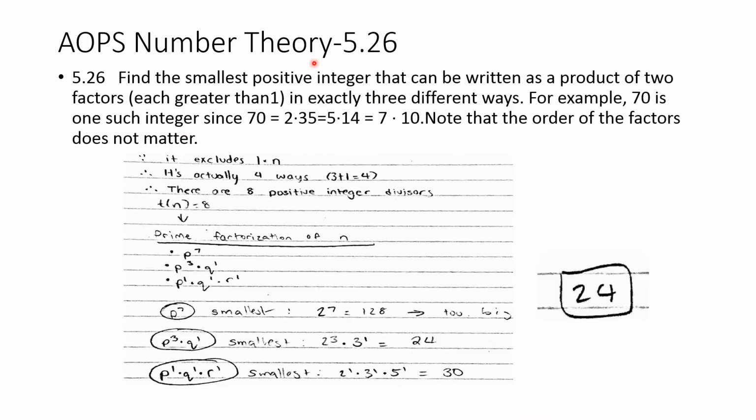AOPS number theory 5.26. Find the smallest positive integer that can be written as a product of two factors each greater than 1 in exactly 3 different ways. For example, 70 is one such integer, since 70 is equal to 2 times 35, which is equal to 5 times 14, which is equal to 7 times 10. Note that the order of the factors does not matter.